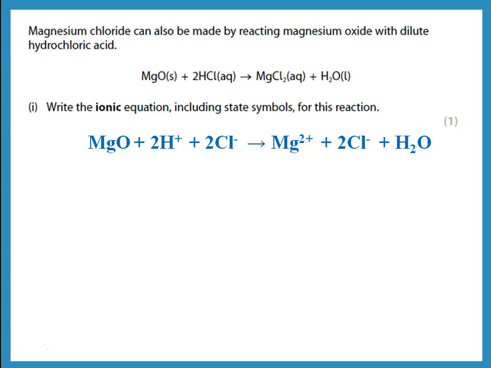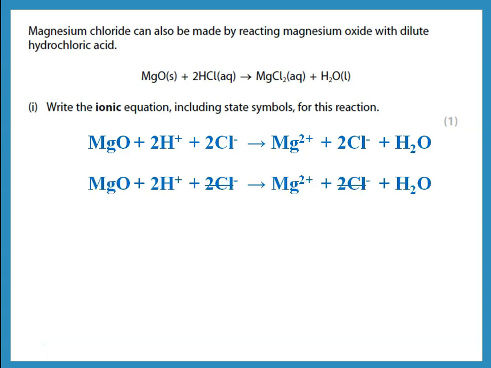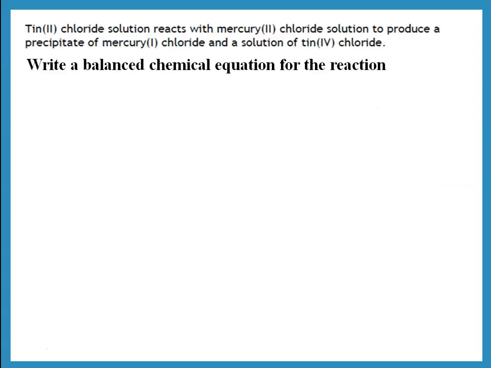It does not ionize. Now, if I have anything the same on both sides of the arrow, I need to cancel them. So the 2 chlorides can be cancelled, and I'm left with this. And remember, he says including state symbols, and he already gives you the state symbols, so all you need to do is copy them. Okay?